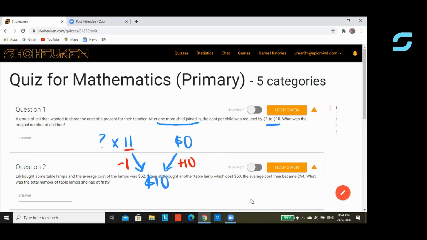So how many people must there be? Logically, 10 divided by 1, answer 10. That's all. 10 people. Because every child needs to give up $1 for him to become $10, right? So there must be 10 people. So 10 is the answer.